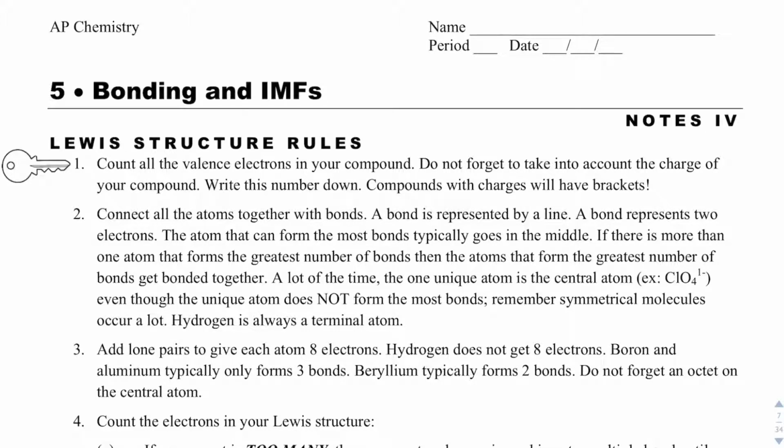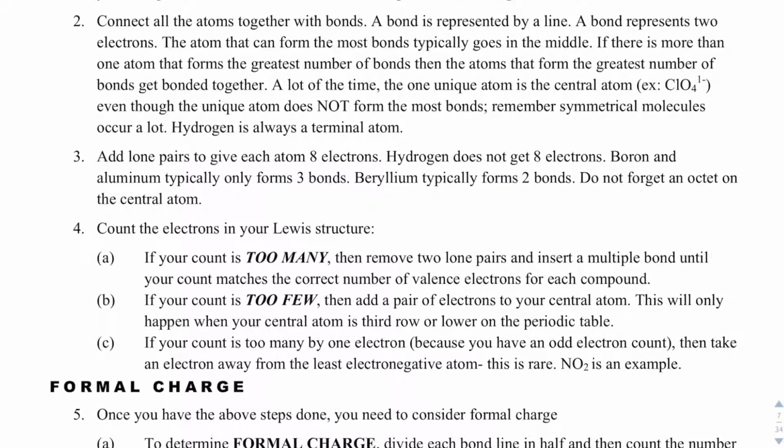So, first thing you're going to do is count all your valence electrons. Don't forget to take into account the charge of your compound; compounds with charges will have brackets. You're going to connect all your atoms together with bonds. A bond is represented by a line, and a bond represents 2 electrons. The atom that can form the most bonds typically goes in the middle, and if there is more than one atom that forms the greatest number of bonds, then atoms that form the greatest number of bonds get bonded together. A lot of the time, the one unique atom is going to be your central atom, even though that does not form the most number of bonds.